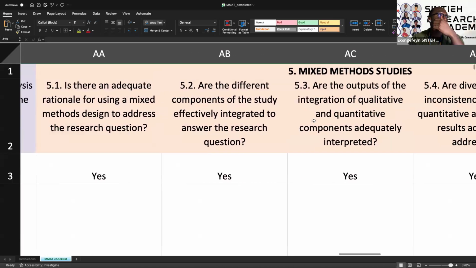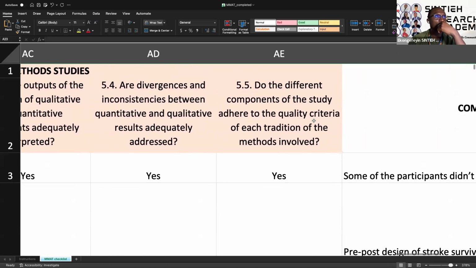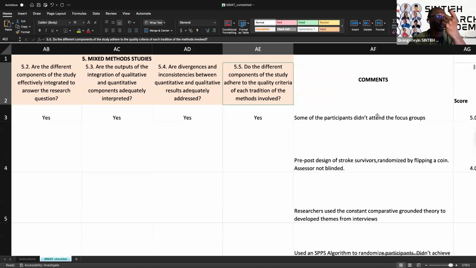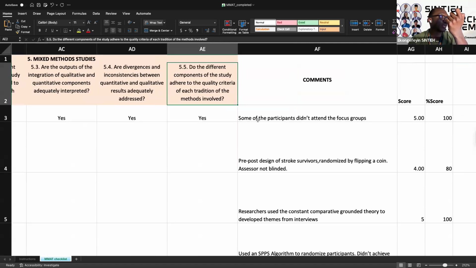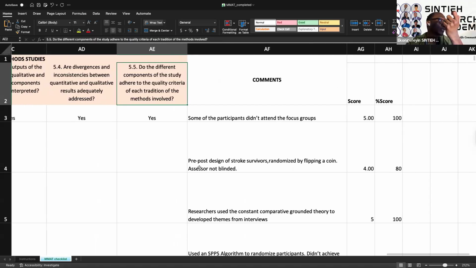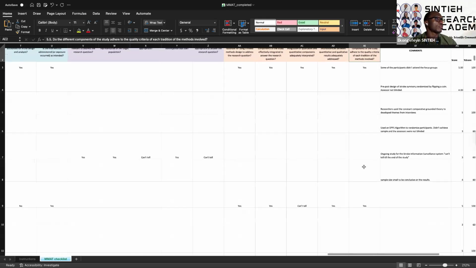That's it. And then the next block is if it's a mixed study, a study that does both quantitative and qualitative. And then you'll see that when we go down, you have to drop your comments. So here I said some of the participants didn't attend the focus group. So this was for a qualitative study, and I most likely gave a score of 5 because they did everything well. And then this one I said pre-post design of stroke survivors randomized by flipping a coin, assessor not blinded. And so I rated it 4 and 5, so it gives us a score of 80. And that's what you do for all of the studies.